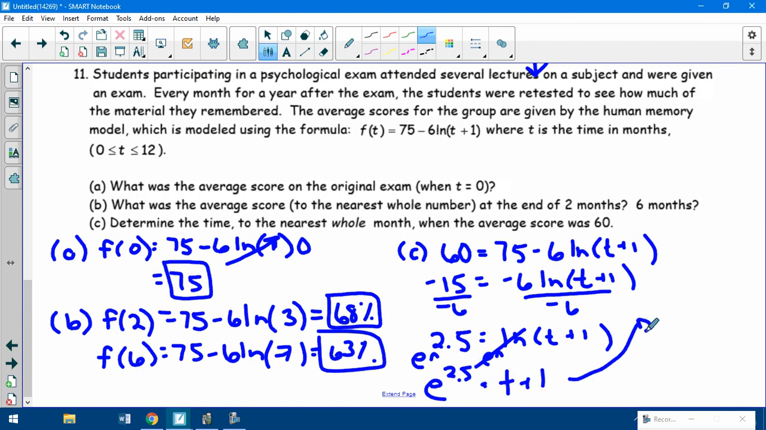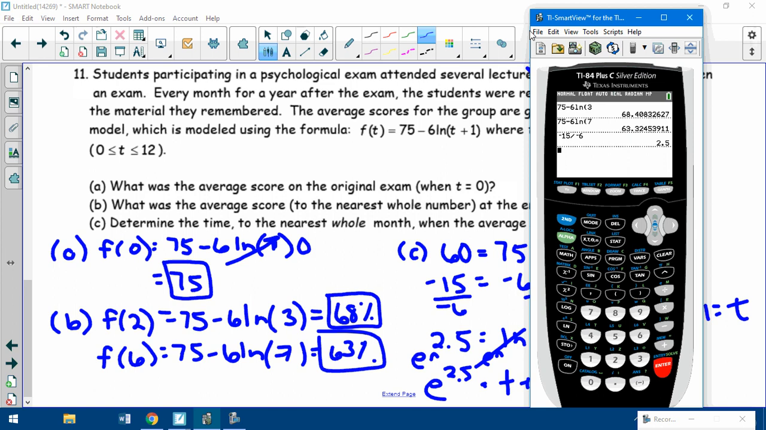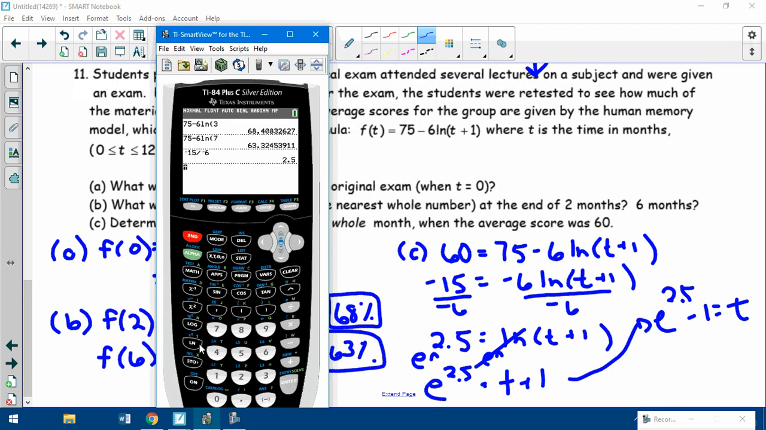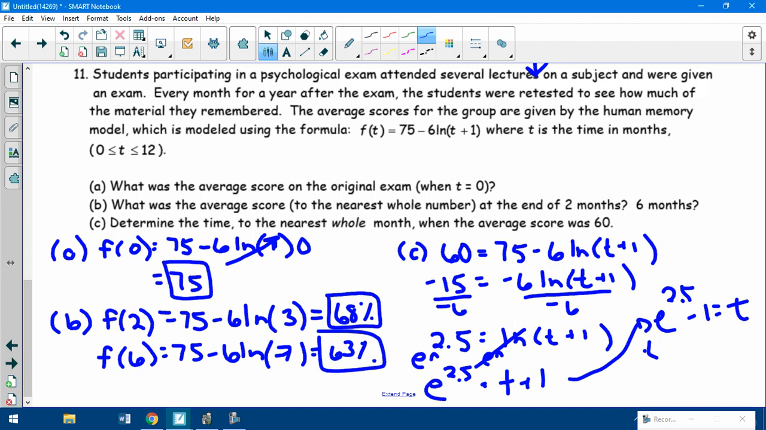Just subtract the 1: e to the 2.5 minus 1 equals t, and you'll get your answer, e to the 2.5, sorry, minus 1, and you get 11.1. And I said to the nearest whole month, so that's why it was about 11 months.